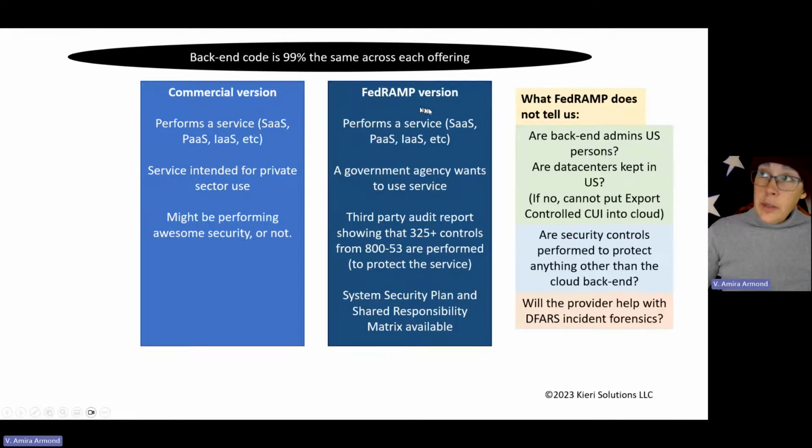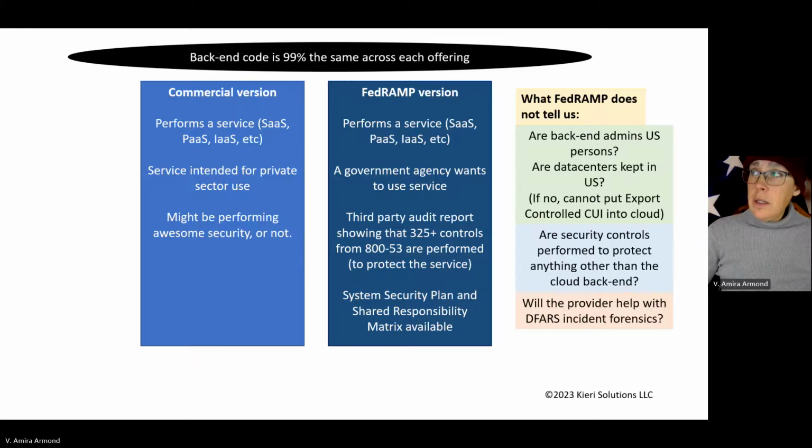One of the other things that you'll see with FedRAMP versions is that they will always have their full system security plan and a shared responsibility matrix available to their customers, which is the government. So you can see what's going on and how they're addressing different controls. On the commercial side, you typically don't have that at all. Or if you're lucky, you'll have a shared responsibility matrix, right? Which might be very, very vague.